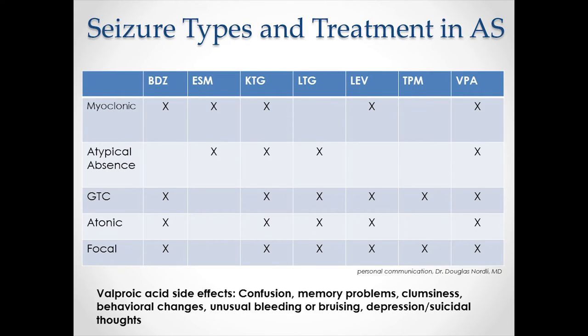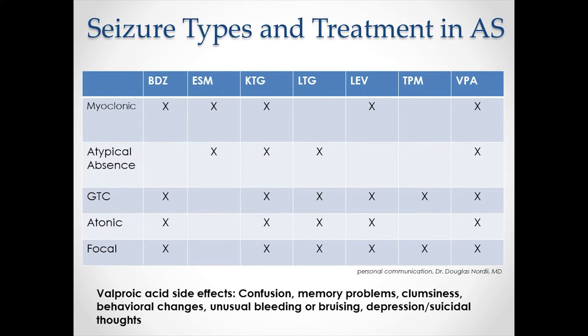And this chart was provided to me by Dr. Douglas Nordley. He's a neurologist in Chicago who comes into contact with this patient population very frequently. So this has just been his personal experience with the various seizure types seen in AS and potential seizure treatments. And I really just wanted to focus on two things here, the ones that seem to be the most effective against the most seizure types, the ketogenic diet and valproate. And again, you can see most effective.